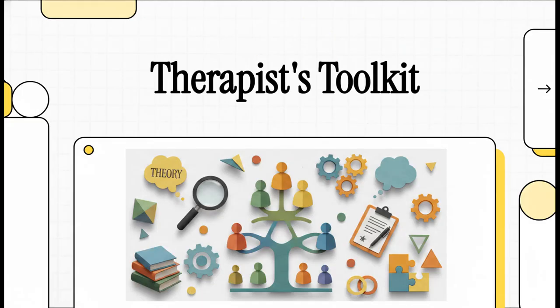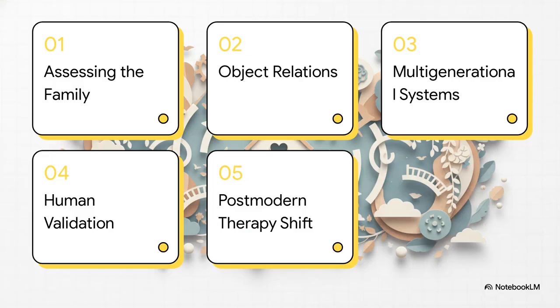Welcome to The Explainer. Today, we're taking a really fascinating journey into the therapist's toolkit, specifically giving you a Chapter 6 overview of these concepts. We are going to completely demystify family therapy and look closely at how modern clinicians actually assess and treat highly complex family systems. We're essentially lifting the curtain on the psychological frameworks that guide a therapist's every single move, which totally transforms our understanding of how human beings relate to one another. Okay, let's dive into this.